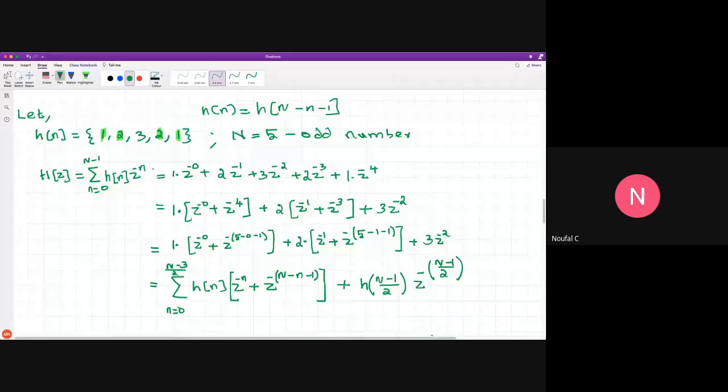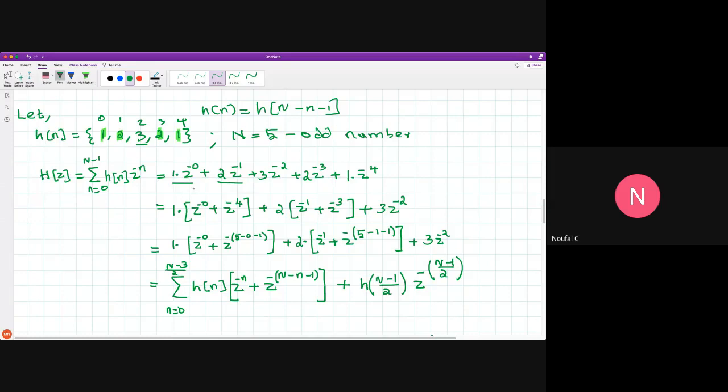So I can write h of z equal to sigma 0 through n minus 1 h of n z raised to minus n. So this is 1 into z raised to 0 as the first term, 2 into z raised to minus 1, 3 into z raised to minus 2, 2 into z raised to minus 3, and 1 into z raised to minus 4. These are the indices 1, 2, 3, and 4.